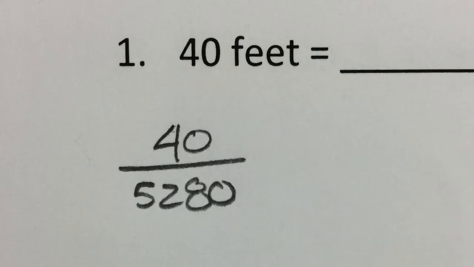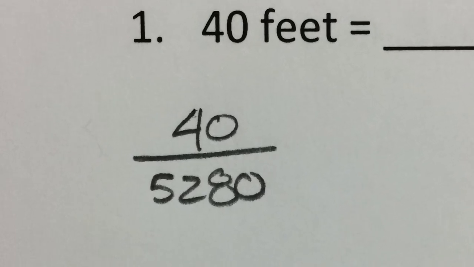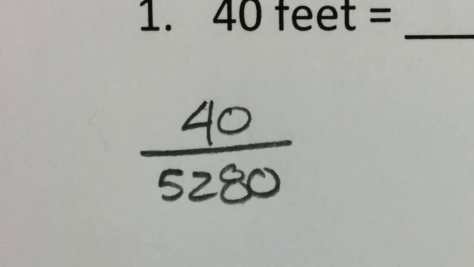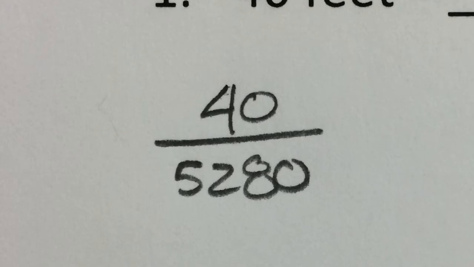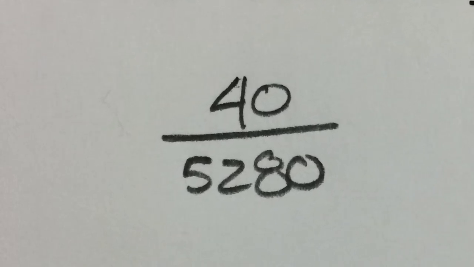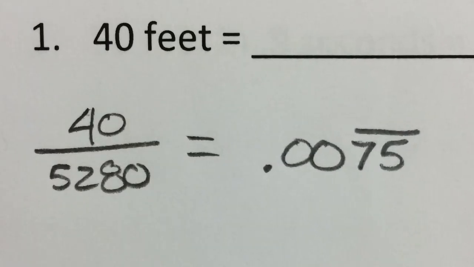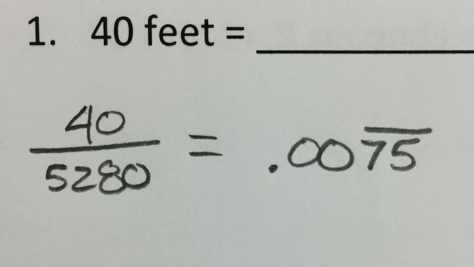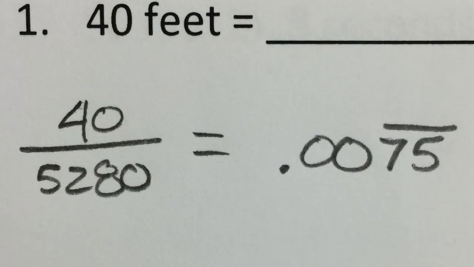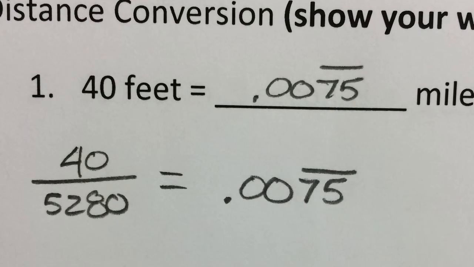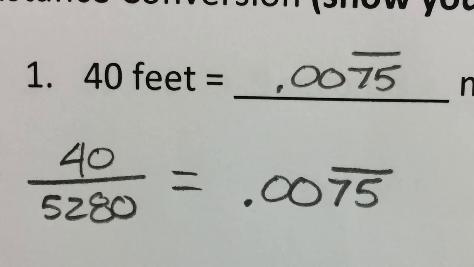We're going to plug in 40 because that's what we're given. That's how many feet we have. And we're going to divide by 5,280. So write that down, plug it into your calculator, and write your answer. You should be getting 0.0075 repeating, and it's both the 7 and the 5 that are repeating there. So what this tells us is that 40 feet is almost 8 thousandths of a mile, something like that, which is reasonable. It's a small amount of a mile.